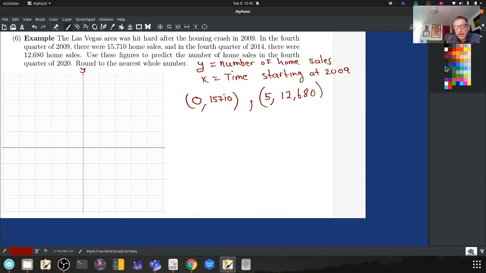And I'm going to say mathematical observation or knowledge pays off. So I'm going to pose a question to you. Look at this first point right here, 0, 15,710. Does that strike you as in somehow important? I'm going to give you a hint. What is the first coordinate? Or another way to say that, what is the x value?